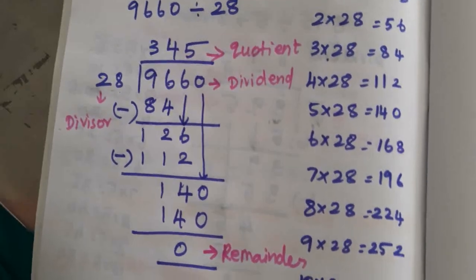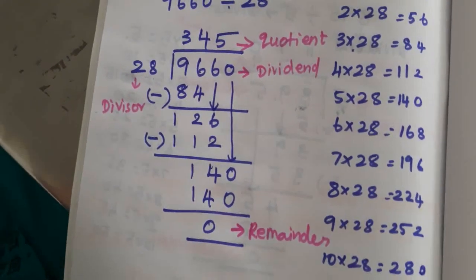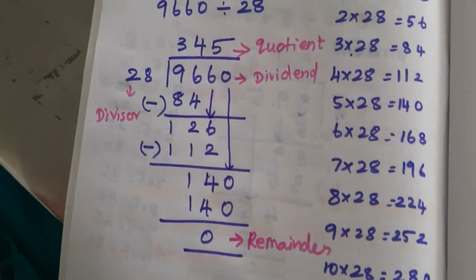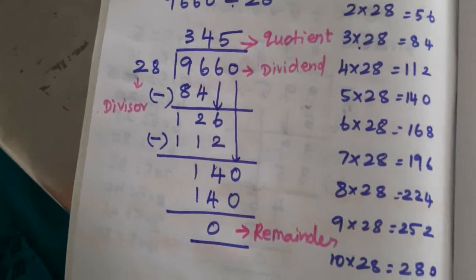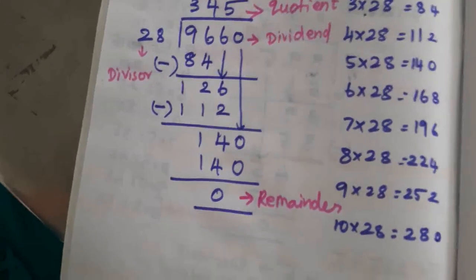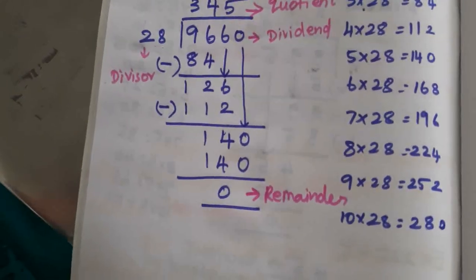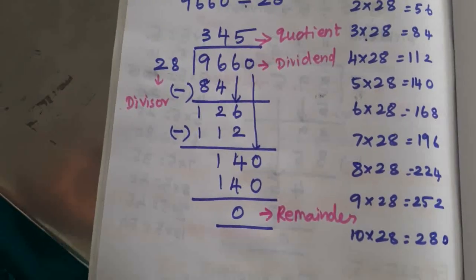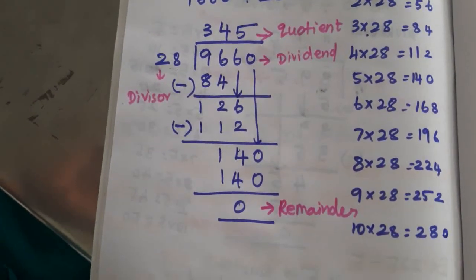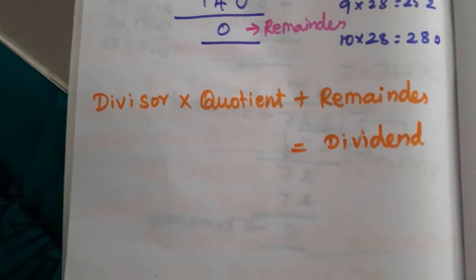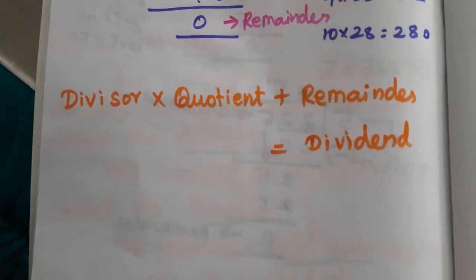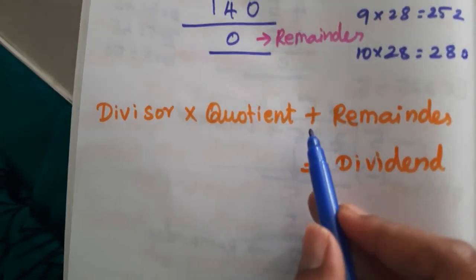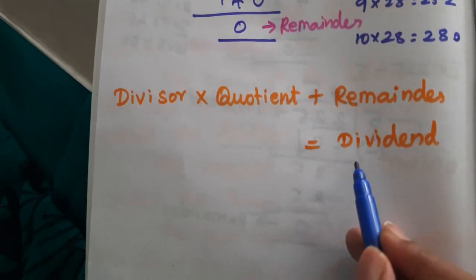See, we have another formula also. We discussed one formula in subtraction. The same way we have a formula for verifying the answer in the division sum. With the help of the formula we can verify whether your answer is correct or wrong. Shall we see that formula? Yes, so this is the formula for verifying the answer in the division. Divisor into quotient plus remainder equals dividend.